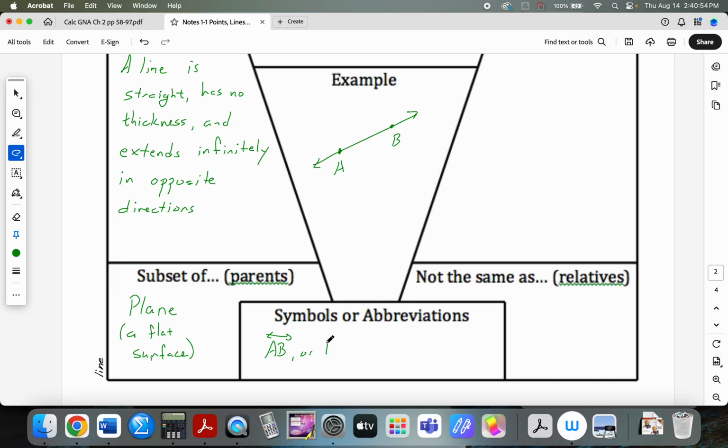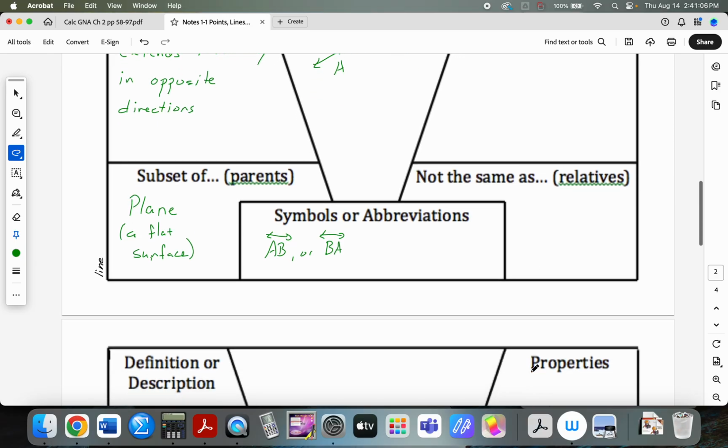Or, nothing says it has to be alphabetical. Nothing says it has to be from left to right. I can call it line BA. Sorry, I'll raise that up a little bit.